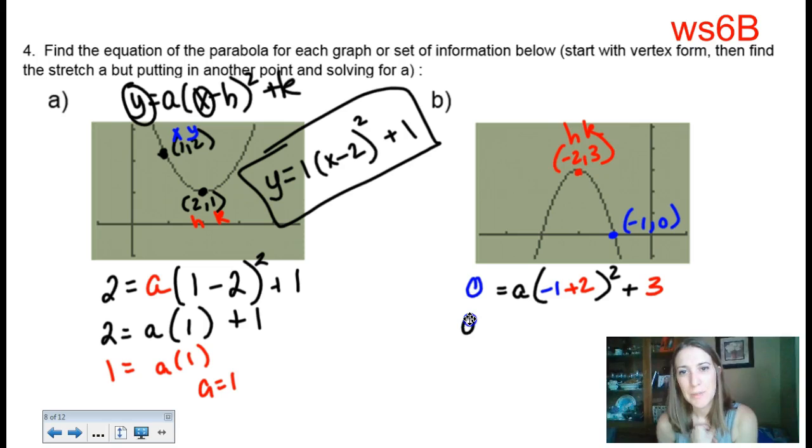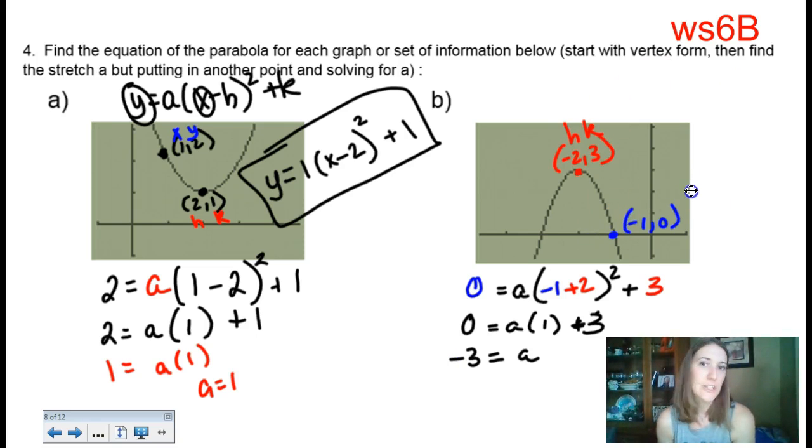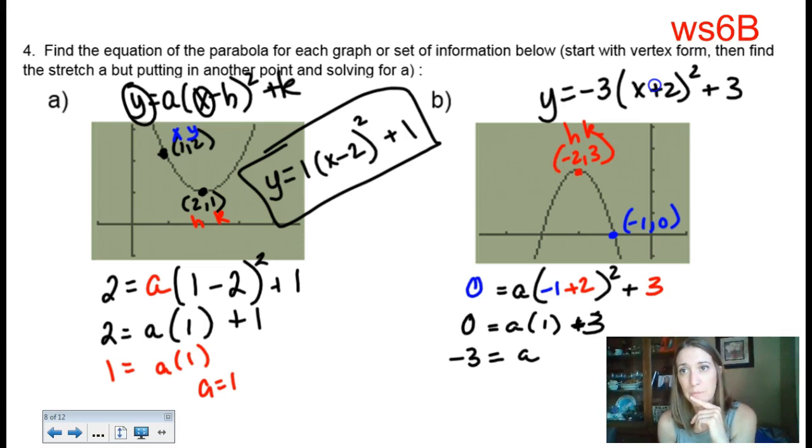All right, let's clean this up a bit. 1 squared is 1. Plus 3. Subtract 3 from both sides, negative 3 equals a. So going back to my formula, forget the h and k, forget the x and y. We're going to only use h and k and a going back into my formula. The y equals, I just found a is negative 3, which makes sense because it's a down opening parabola. And then x minus h, so x plus 2 squared plus 3.